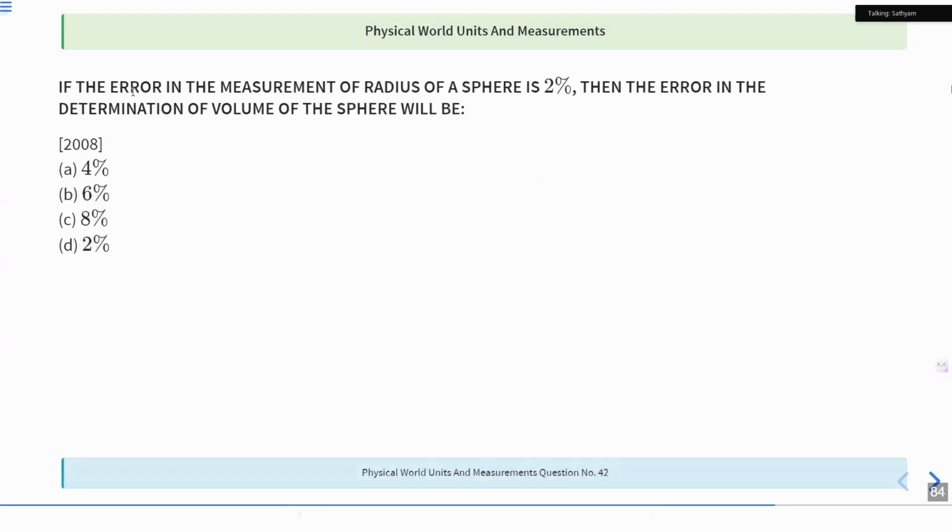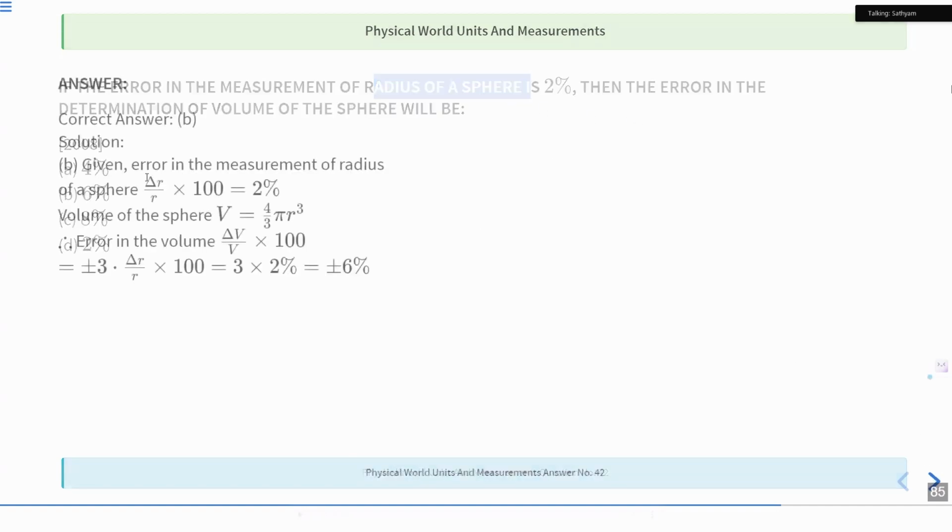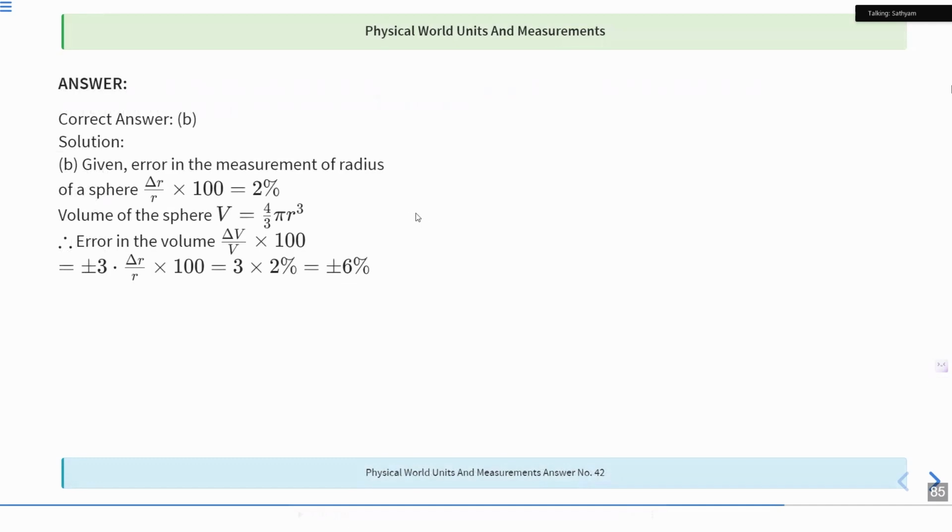Now, if the error in the measurement of the radius of a sphere is 2%, then what is the error in the determination of volume? Now, delta R by R into 100 is 2%. What is the volume of a sphere? Volume of a sphere is 4 by 3 into pi R cube, right? You just replace the value of delta R by R and delta V by V, which will be plus minus 3 into delta R by R. Correct? So this will be 6%.